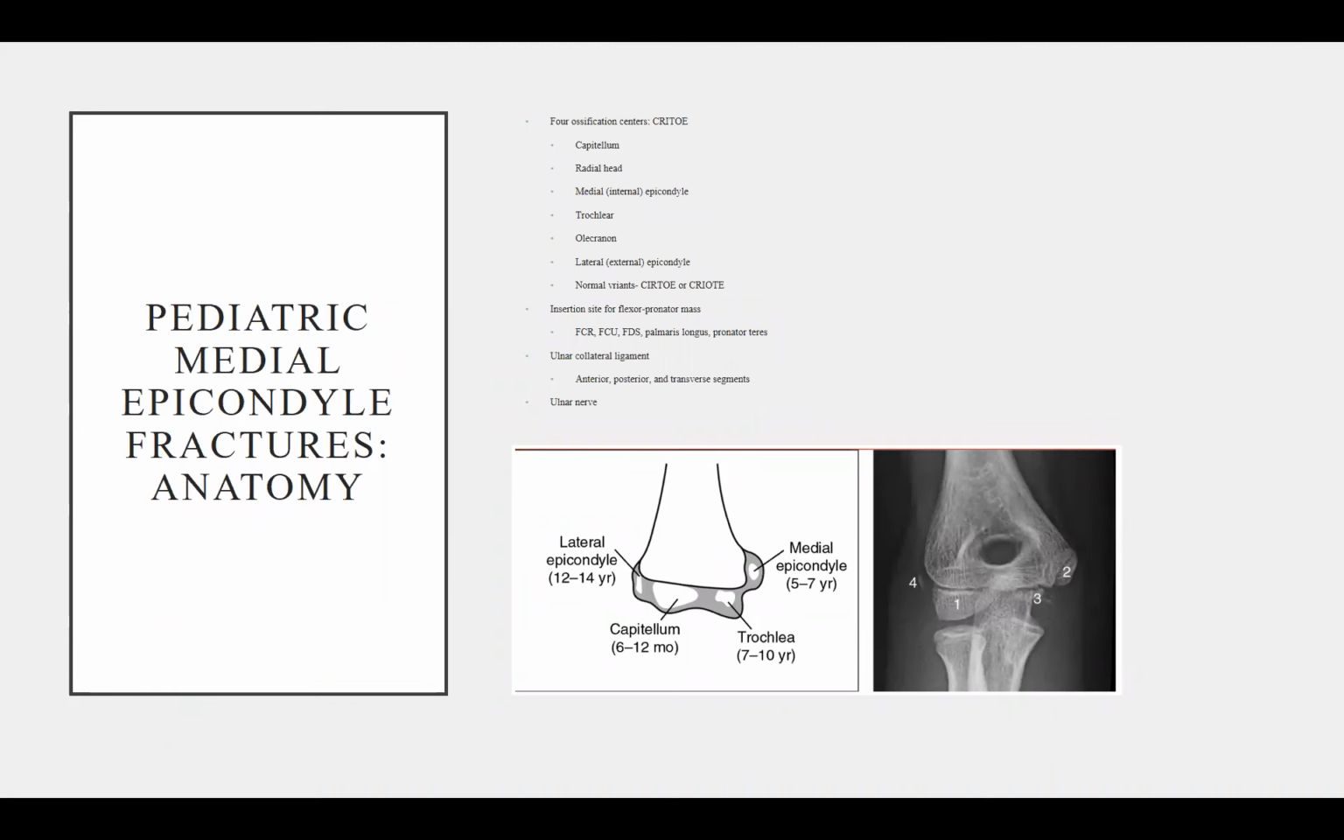So also in regards to the medial epicondyle, the insertion site for the flexor pronator mass, the components of that are the FCR, FCU, FDS, and palmaris longus, as well as the pronator teres. We also have the ulnar collateral ligament, which consists of the anterior, posterior, and transverse segments, as well as the ulnar nerve.